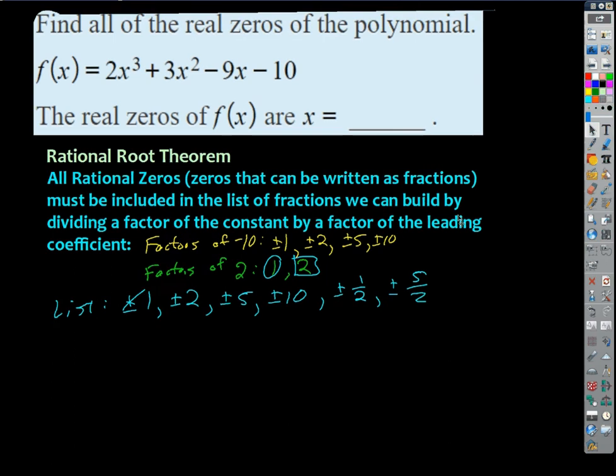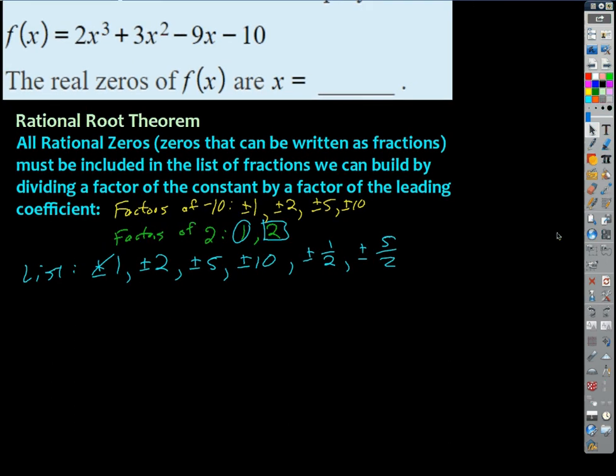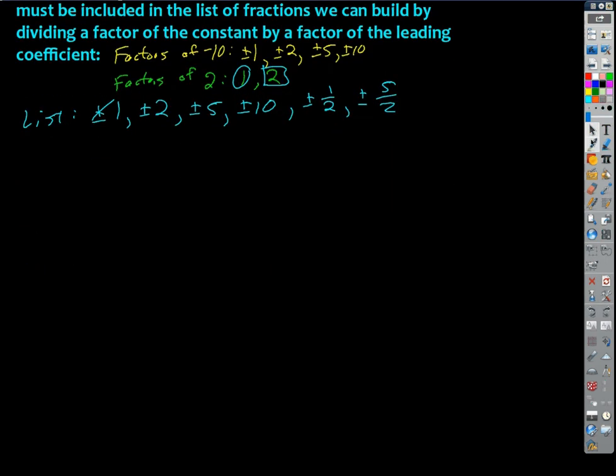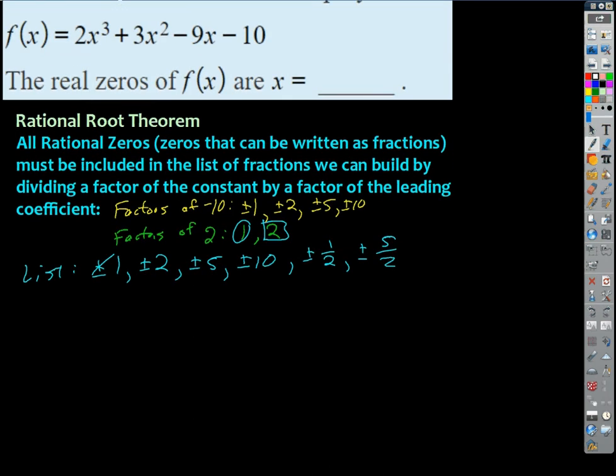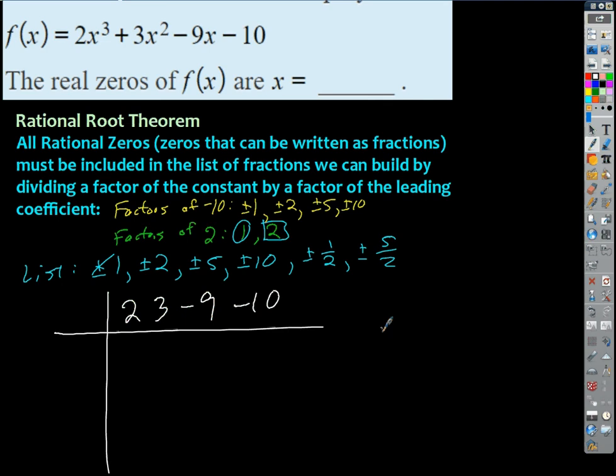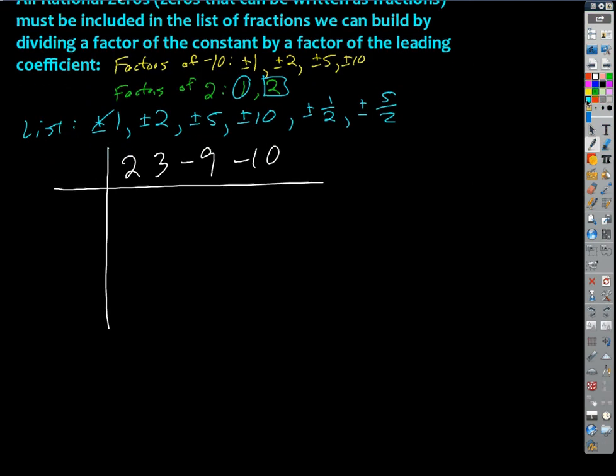So here's kind of a shortcut way to do that, right? You could do nested synthetic division. So all you do here is we're just going to write down the coefficients, and we'll make a vertical line. Coefficients are 2, 3, negative 9, negative 10. And then we'll just put the zeros that we're trying out front, right? So if we try, for example, positive 1, what do we get?